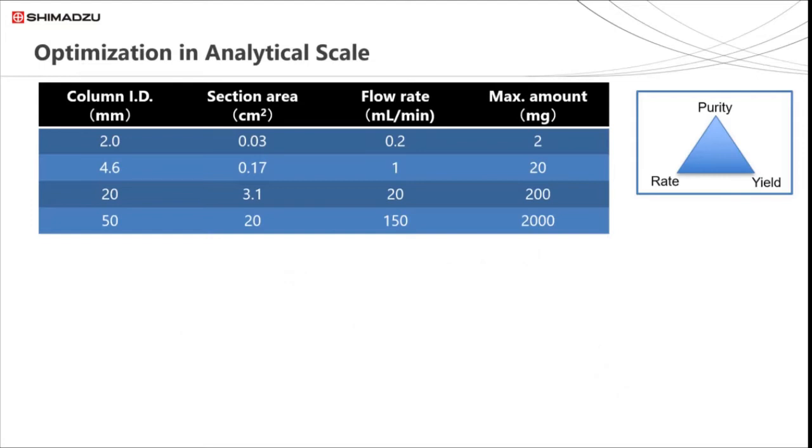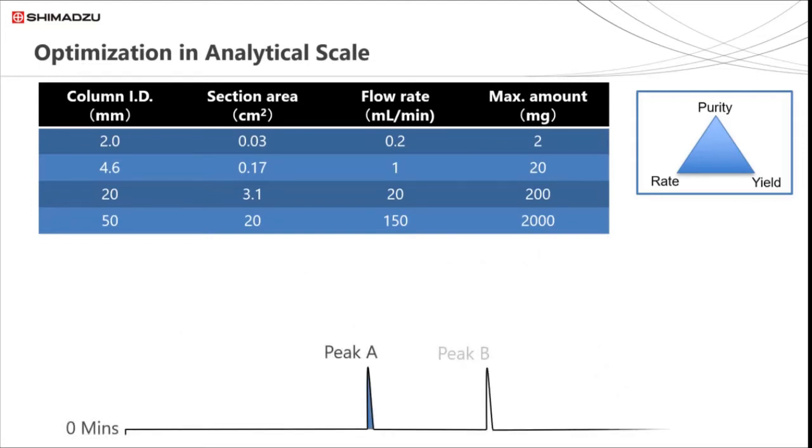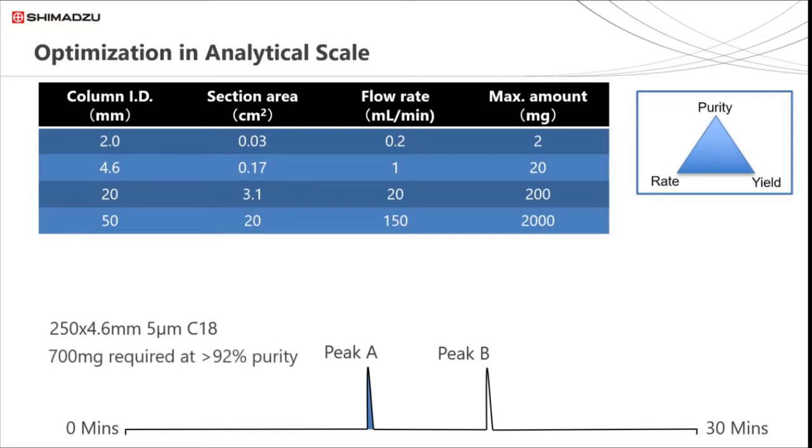Let's look at an example. We've been given an analytical method which contains 2 peaks, A and B. We want to isolate and collect peak A, but peak B is not required. We're running a 250 by 4.6mm 5 micron C18 column, and our analytical method injection volume is 5 microliters. We require 700 milligrams at greater than 92% purity.